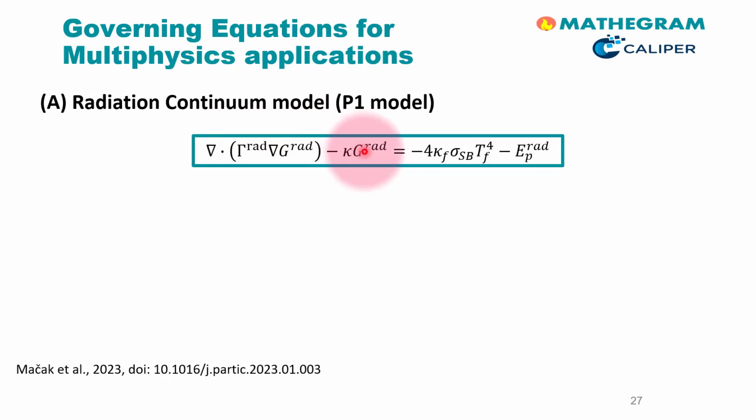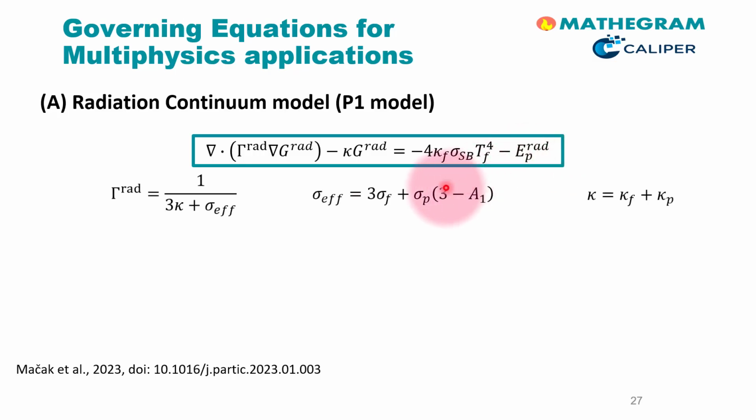As you can see, it is a diffusion-like equation with capital Gamma superscript rad being the radiative diffusivity. Kappa is an absorption coefficient. On the right hand side we have the emission contributions from the fluid and the particles. The latter is denoted here as E_P^rad.